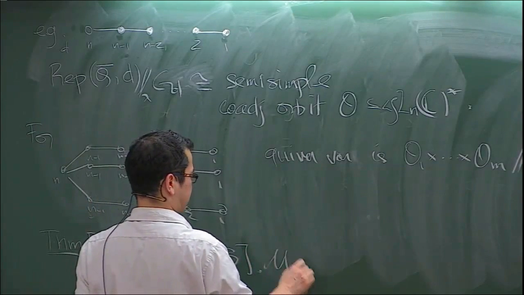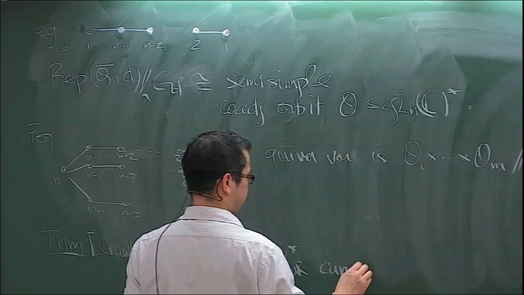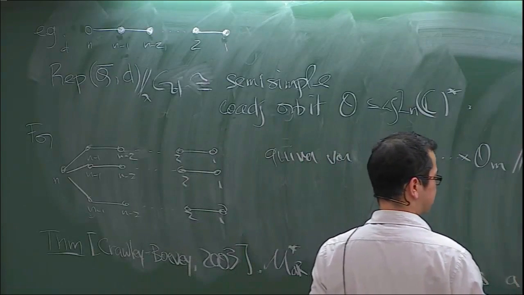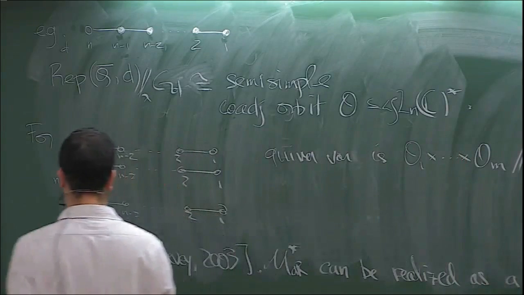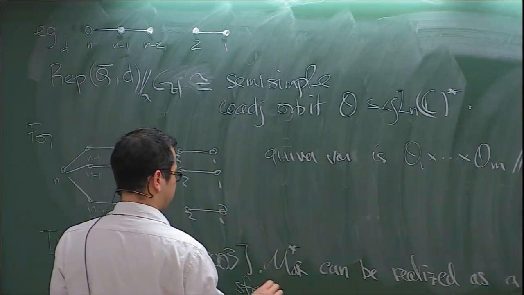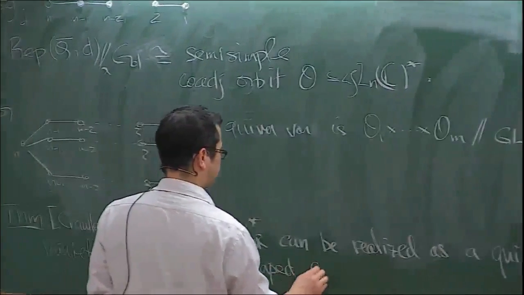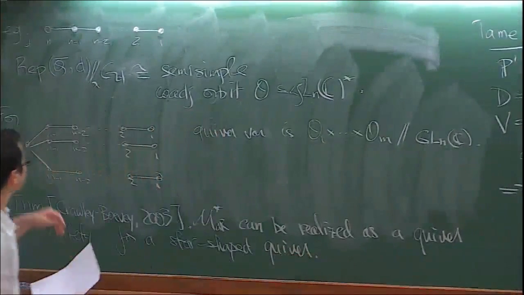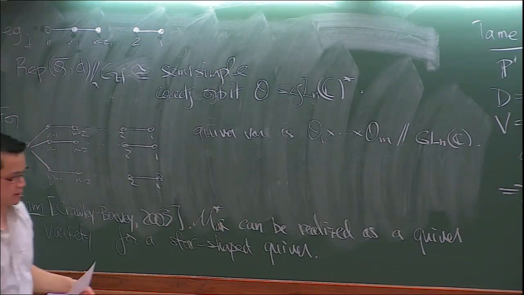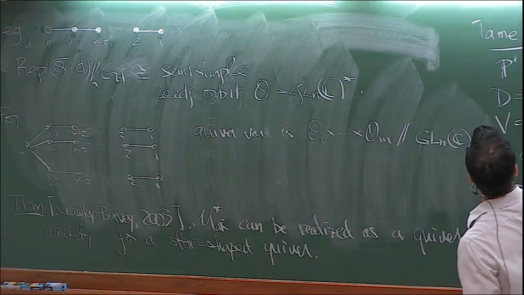What you can say is this. This de Rham space can be realized as a quiver variety, a star-shaped quiver. So by star-shaped, what is meant is that there's a central vertex. And if we drew this differently, it could look like a star. So there's one central vertex and then there are several legs emanating from that vertex.